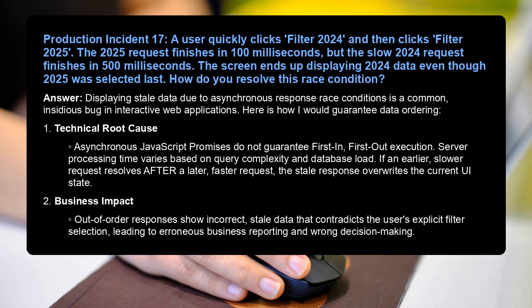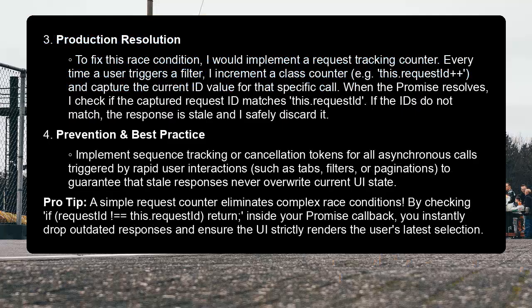Server processing time varies based on query complexity and database load. If an earlier, slower request resolves after a later, faster request, the stale response overwrites the current UI state. 2. Business impact. Out-of-order responses show incorrect, stale data that contradicts the user's explicit filter selection, leading to erroneous business reporting and wrong decision-making.